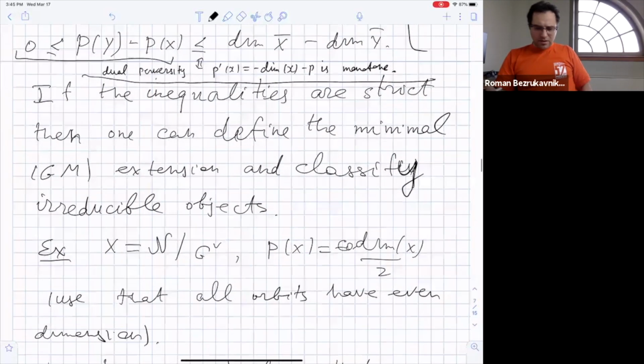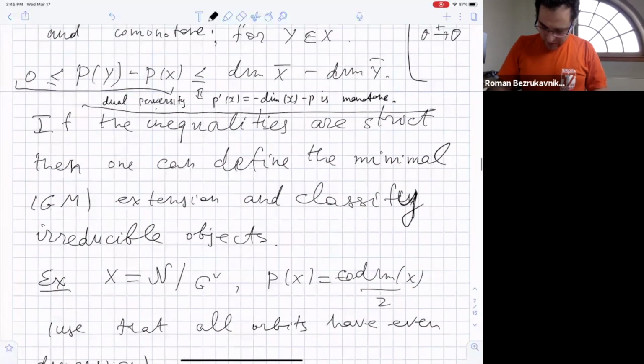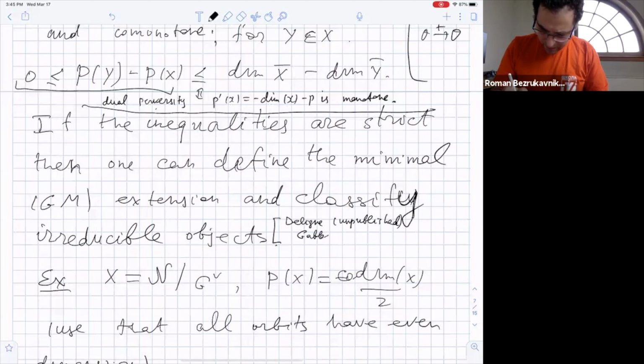But actually, I think focusing on this example was my idea, but in fact it turned out that this was also discovered by Deligne, unpublished, and then independently there were papers by Gaitsgory and Kashiwara. I think they were all pairwise independent. And then we wrote it also with Roman, I think.